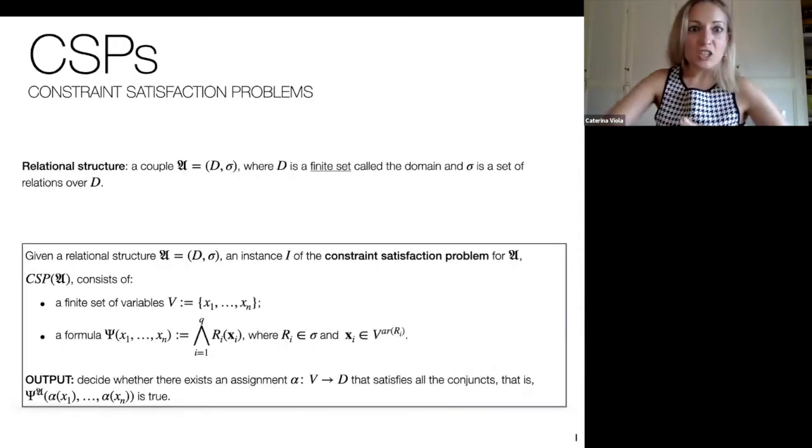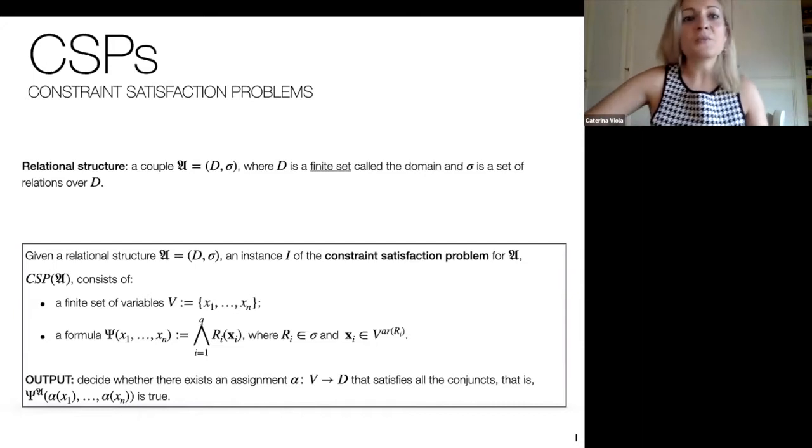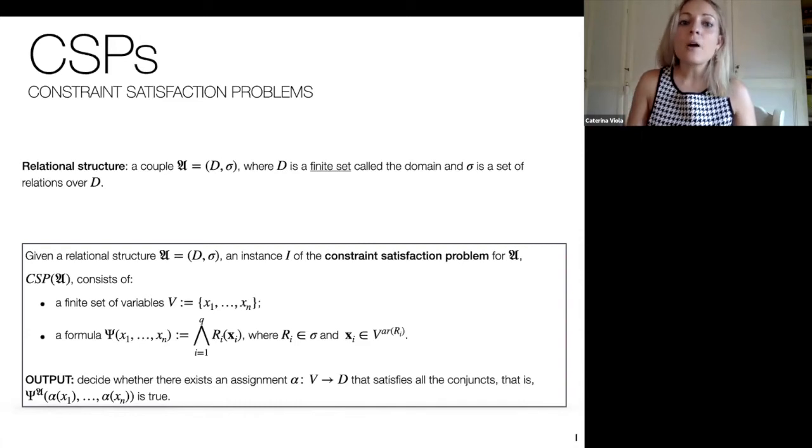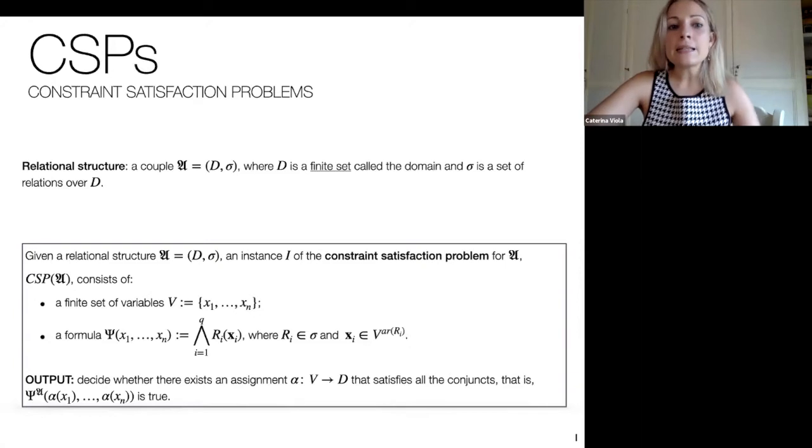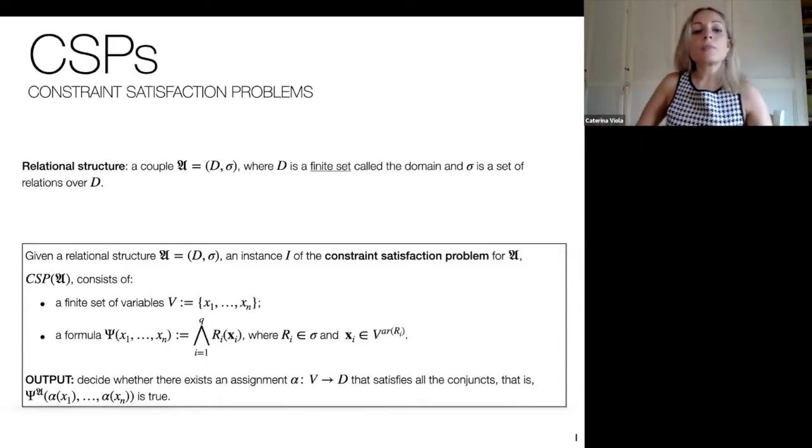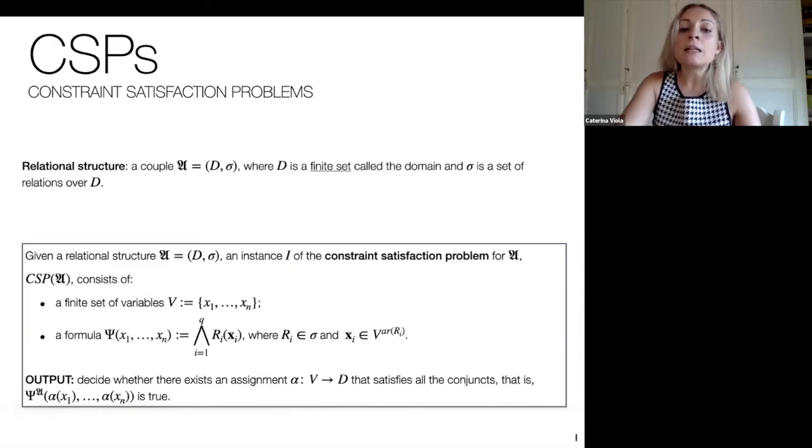And I start with the definition of constraint satisfaction problem, even if probably everyone of you knows what a constraint satisfaction problem is. So we start from a relational structure, which is a couple A = (D, Sigma), where D is a finite set that we will call the domain, and Sigma is a set of relations over D. Given a relational structure A, an instance I of the constraint satisfaction problem for A, or CSP of A, consists of a finite set of variables V and a formula psi, which is given as the conjunction of finitely many relations from Sigma applied to some of the variables from V. The output of an algorithm solving the instance I of CSP of A decides whether there exists an assignment alpha for the variables from V with values in D that satisfies all the conjuncts, that is an assignment which makes psi true in the relational structure A.